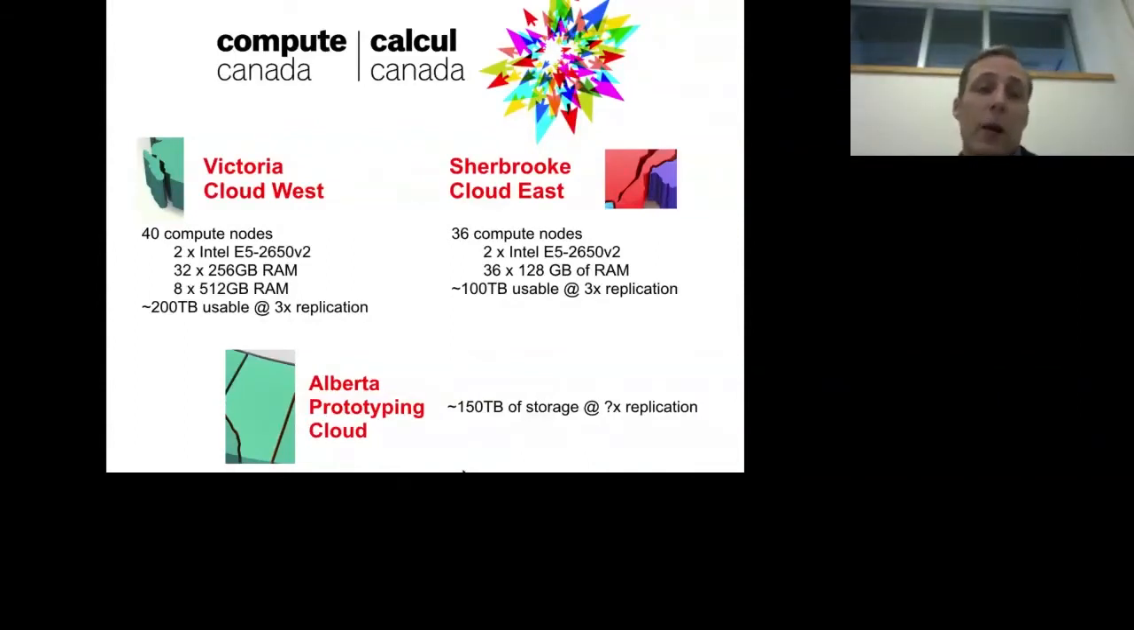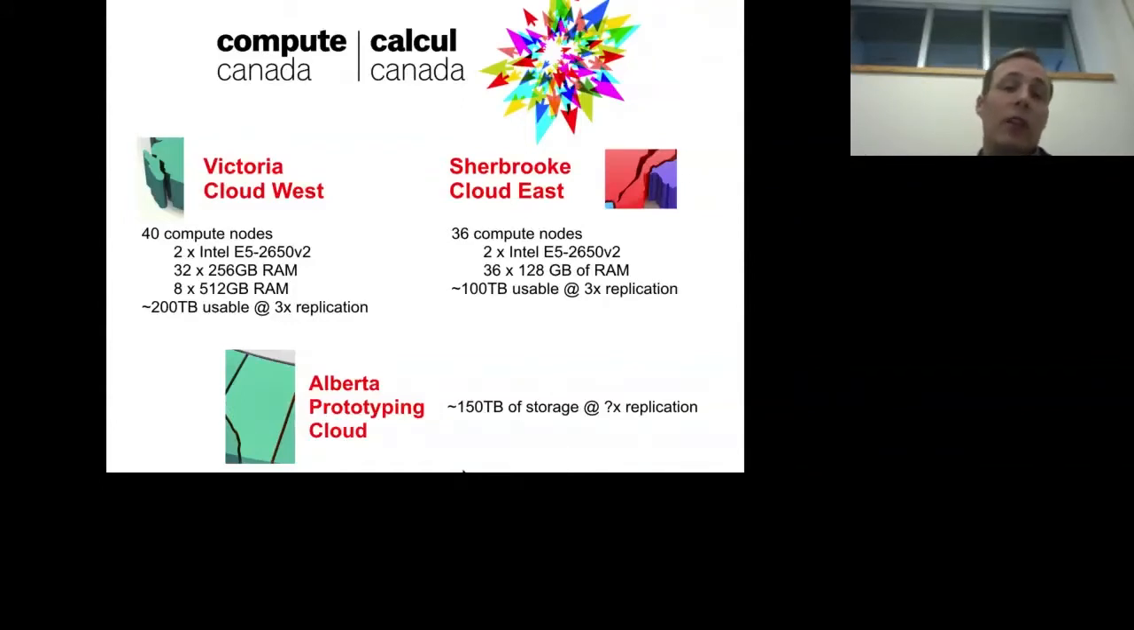And they're reasonably powerful systems. Victoria is about to see a major upgrade this summer, so we'll have a significant expansion in terms of what's available. We also have smaller clouds around the country. Most of them are held at universities and available just for the faculty and staff of that university. But there are some exceptions. One of them is here at the University of Alberta. It's a prototype cloud that we've put together off scavenged hardware, and it has roughly 150 terabytes of storage, depends on the replication we set up at the time.